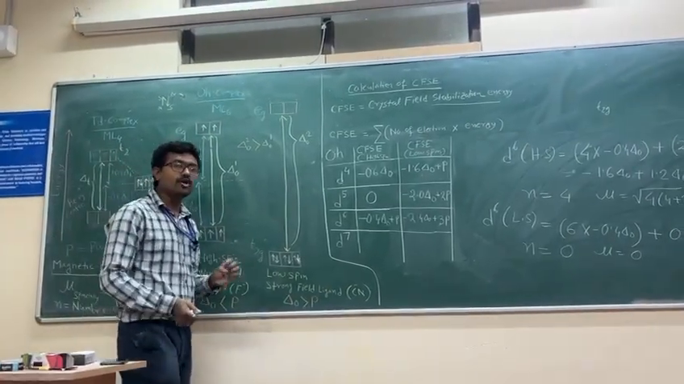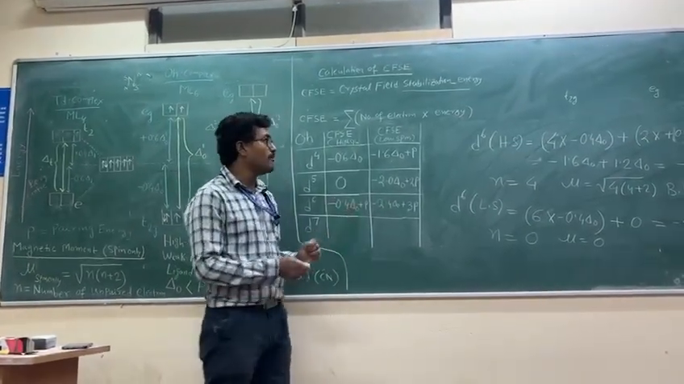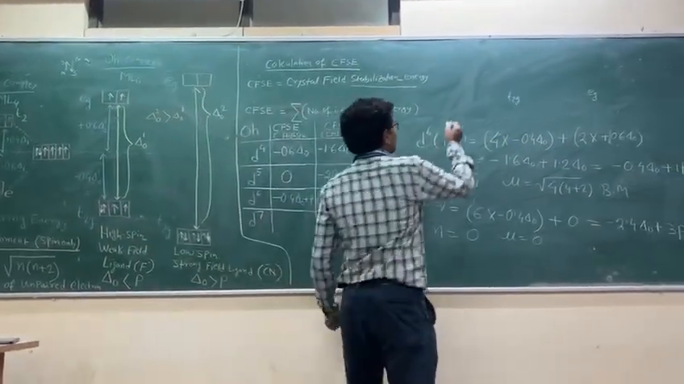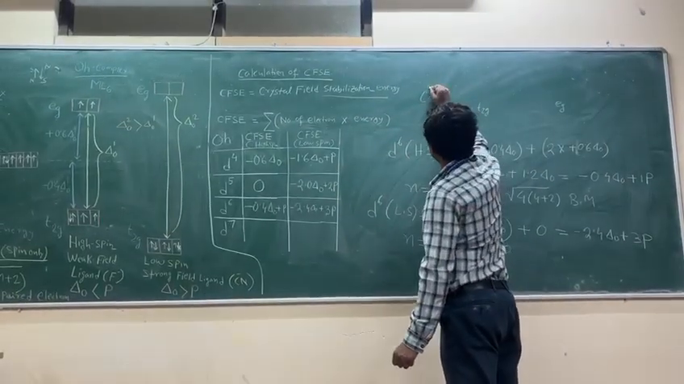More stable means they will be less reactive. Now if we compare the reactivity of two complexes, for example, one is, let's say, cobalt 3 plus.